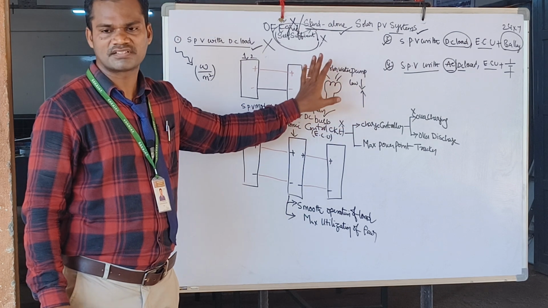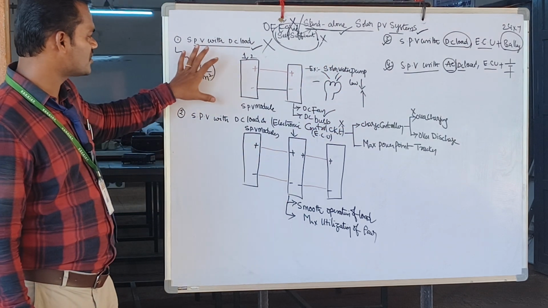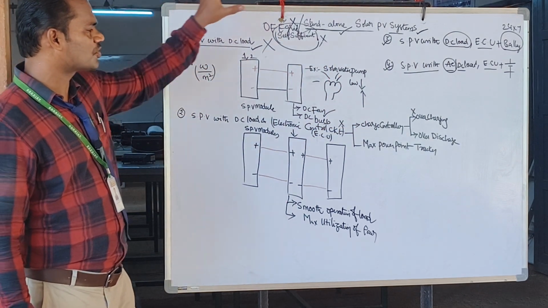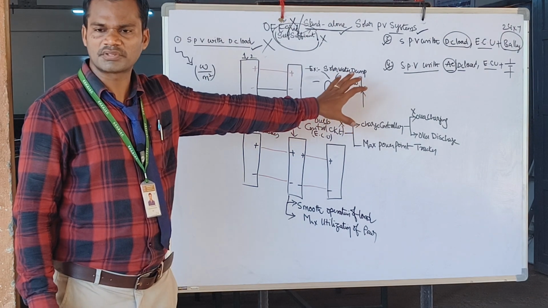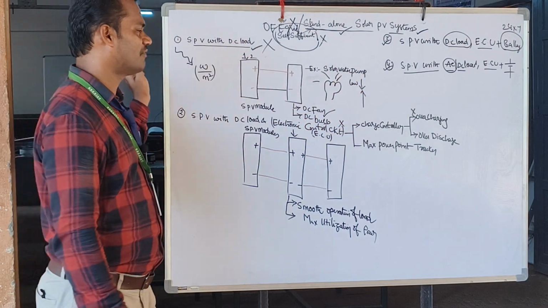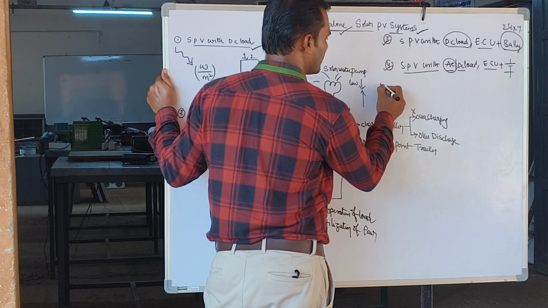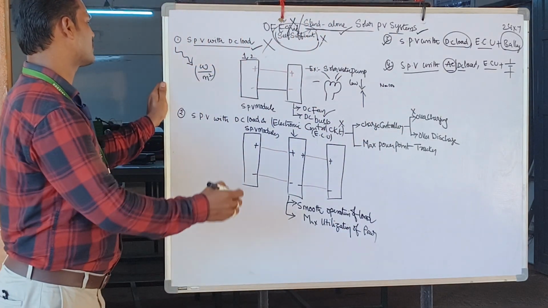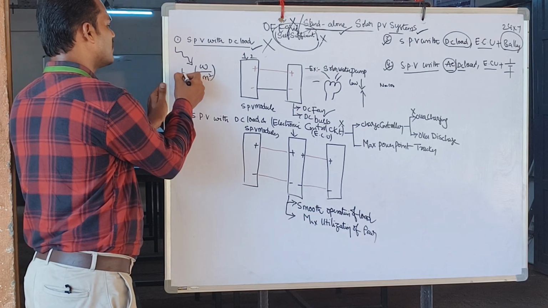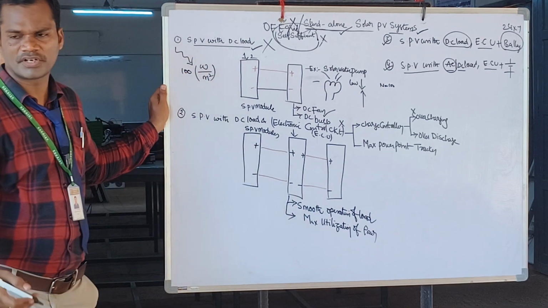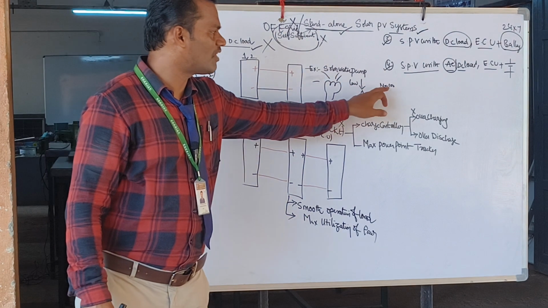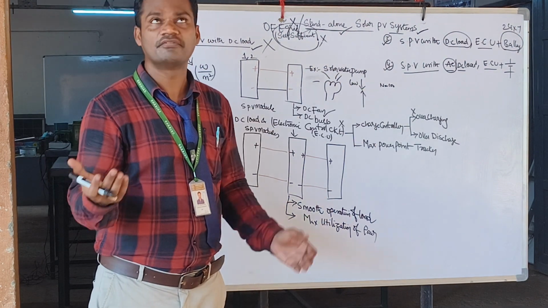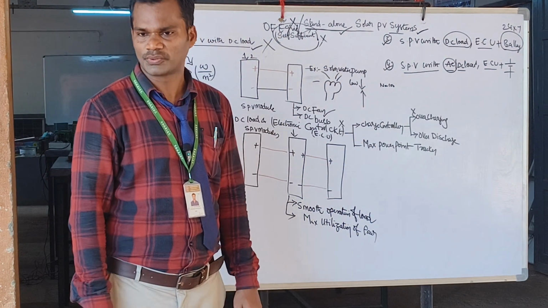There's a main problem with this system. Why? Because the variations in the solar panel will be directly shown on the load. That's the main drawback of this system. For example, if you have a fan, the fan will run at minimum if the input is very less. In the early morning, around 6 o'clock, you get only some 100 watt per meter square. The fan will run at only 100 rpm, where the fan speed is not sufficient to cool our body.